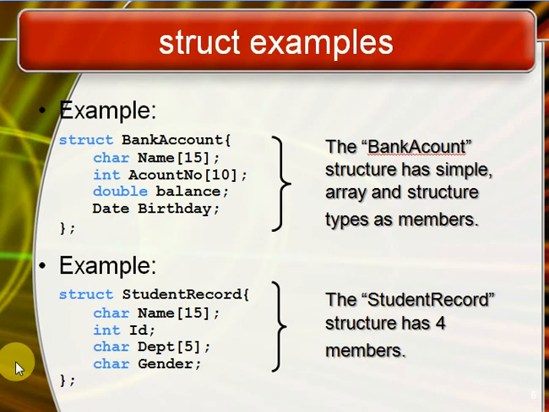Another example, struct bank account: char name of customer, int account number of customer, a 10-digit account number, then balance of customer, then date of birth of the customer. Another example, struct student record: char name of student, int id, char department, char gender. These are four members of this structure. Remember that a structure is terminated with a semicolon.